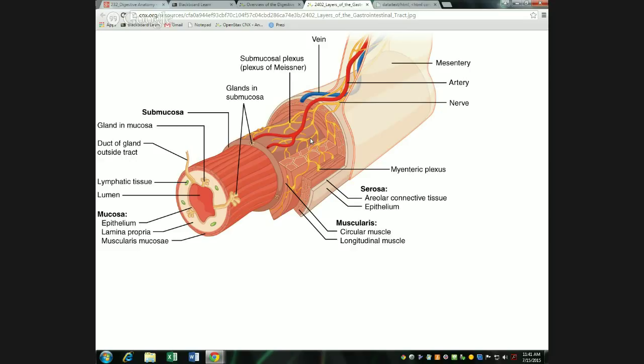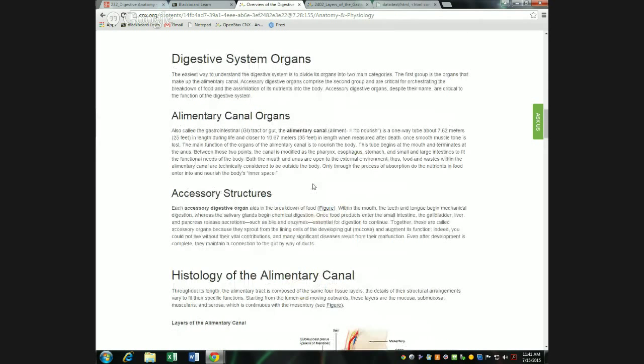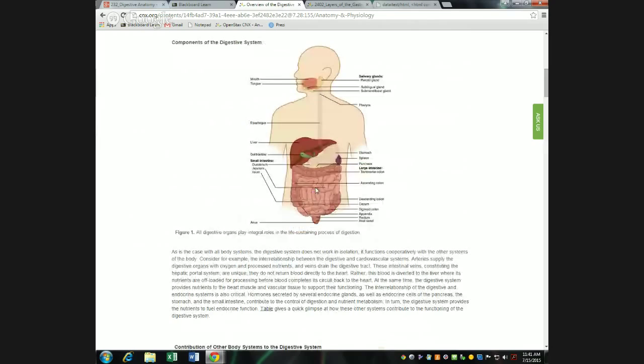So that's the major rundown of anatomy here. Both the structures that make up the wall of one of these organs and just in general the organs in the system overall.